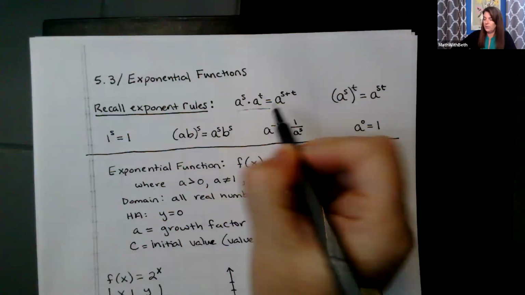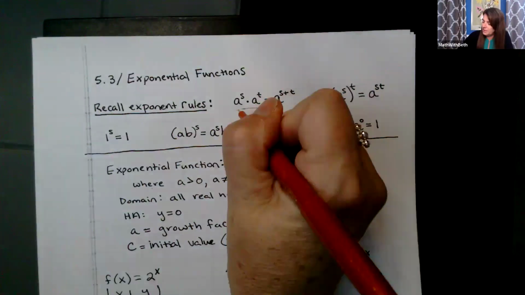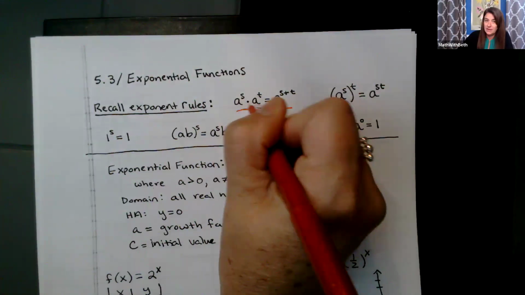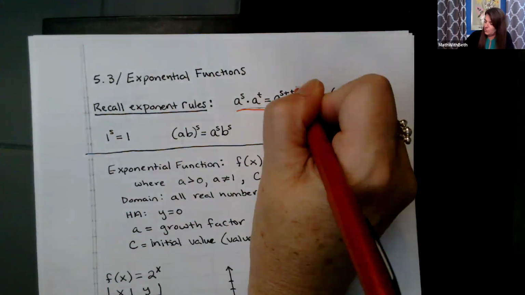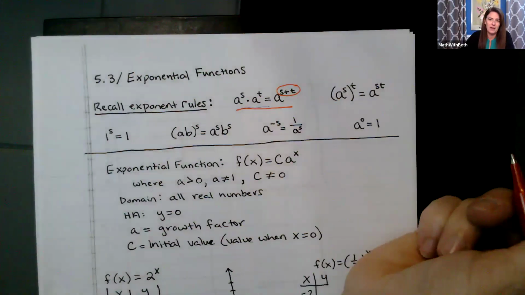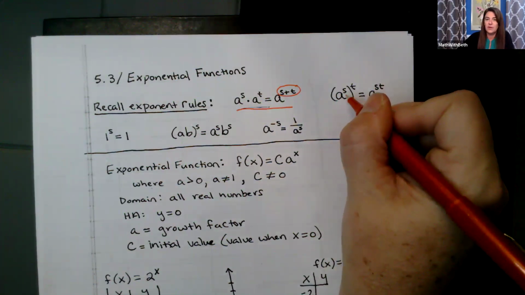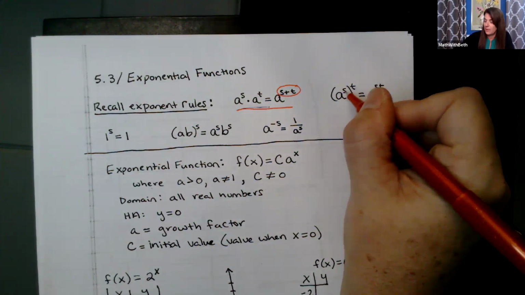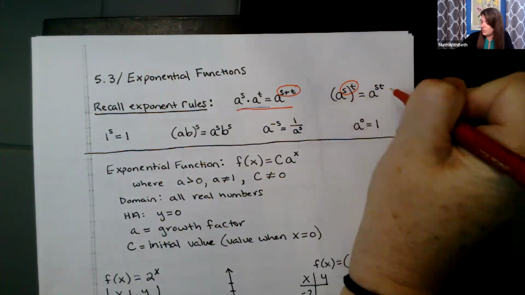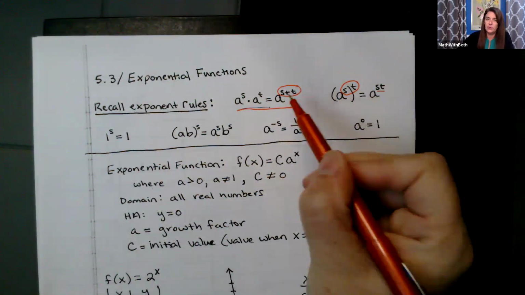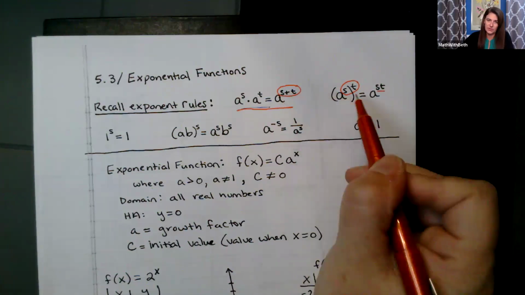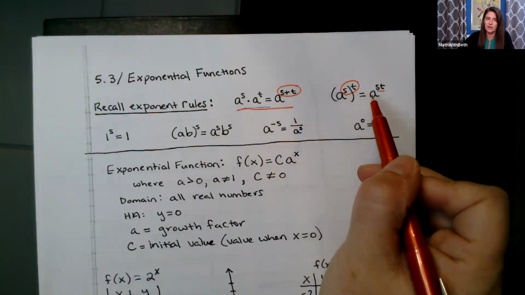This is just reminding you that if you are multiplying two things with the same base with exponents, you really just end up adding the exponents. If you're raising something with a power to another power, this is when you multiply. So these are the two that people confuse the most. So make sure you see when you add and when you multiply.